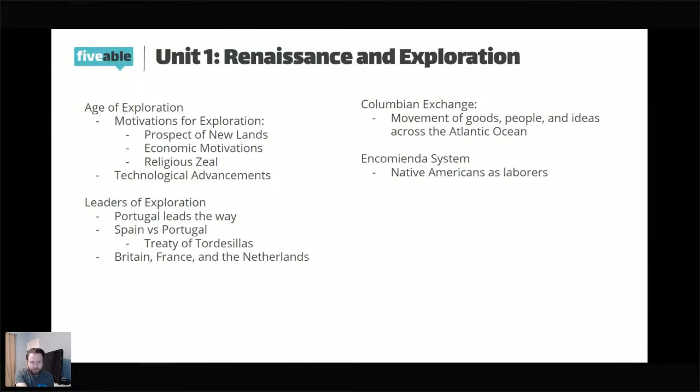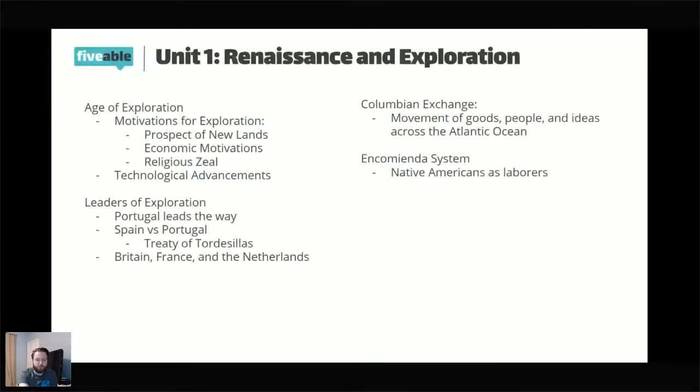Doesn't work. Native Americans turn out to know the land a little bit better than the Spanish, so they just leave. And they also weren't used to European disease, so 98% of Native Americans or something like that are killed from disease. So Native Americans turn out for Europeans to not be great laborers. And it's also, interestingly enough, the Catholic Church that says, hey, they're Christians, they're Catholic Christians, we can't treat them like this. And so we know what happens.